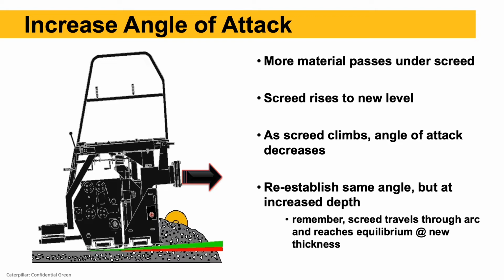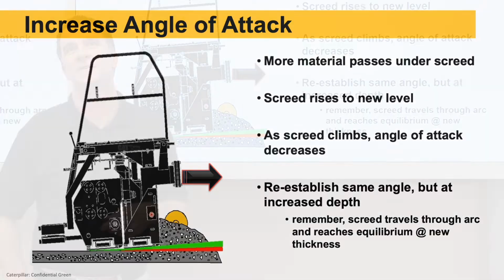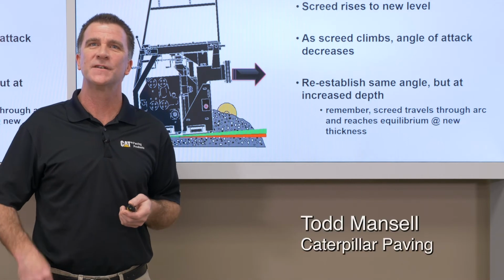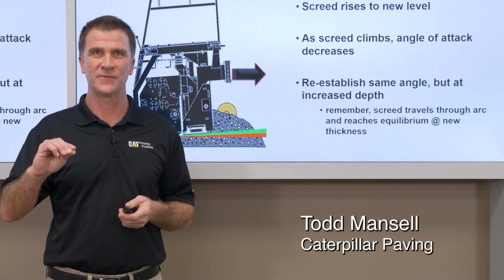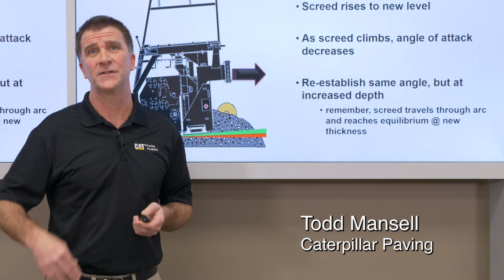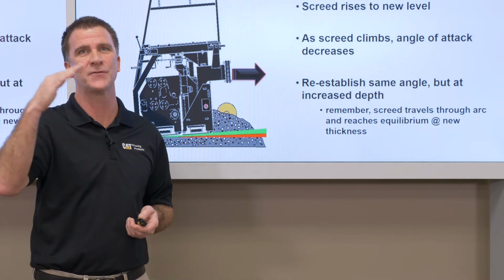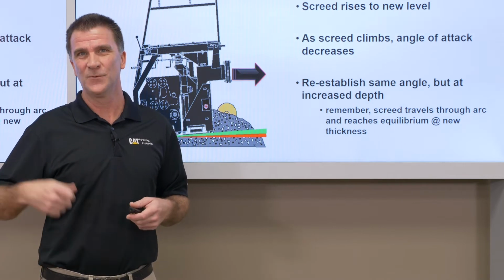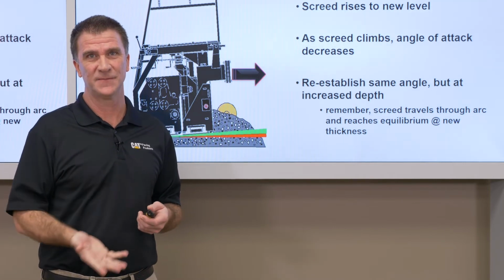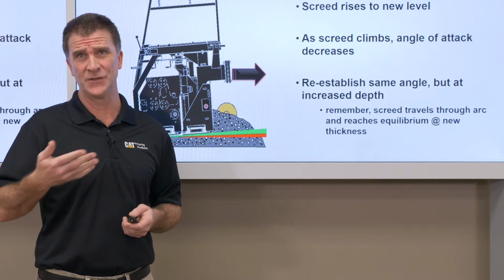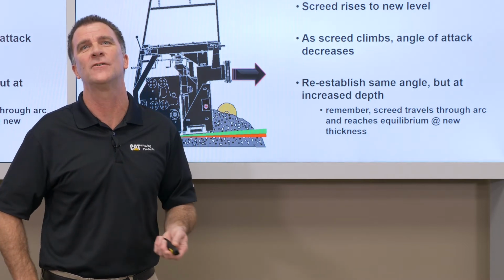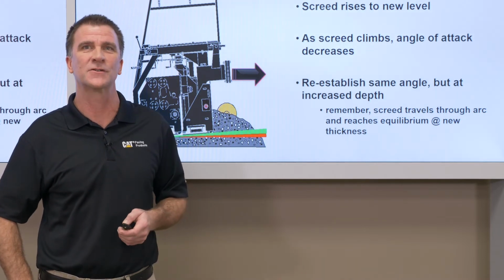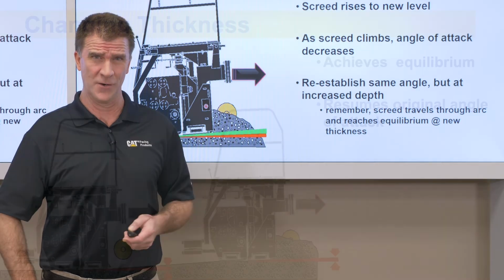If we turn the depth screws the other way, we would decrease the angle of attack, allow less mix underneath the screed, and the mat thickness would decrease. So we use our depth screws. What it does is temporarily change that angle of attack. And then that screed, because it travels through that 360-degree arc that we talked about, will change the angle of attack, change mat thickness, and then it will resume that original angle of attack, that original 1/8 of an inch or 1/4 inch that we started out with.